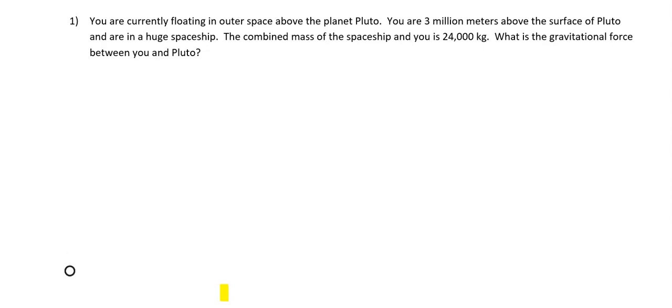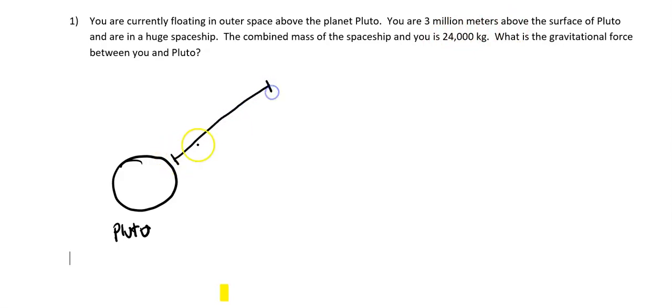Okay, so first thing we do after you tried it yourself, again, we always draw a picture. So I'm going to go ahead and draw our friend Pluto. So we have Pluto, and you are 3 million meters above the surface of Pluto. So I'm going to draw someone all the way out there. 3 million, that's a 3 and 6 zeros. And you're in a huge spaceship. Let's see if I can draw a spaceship. I'm not very good at spaceships. Okay, let's say that's a spaceship.